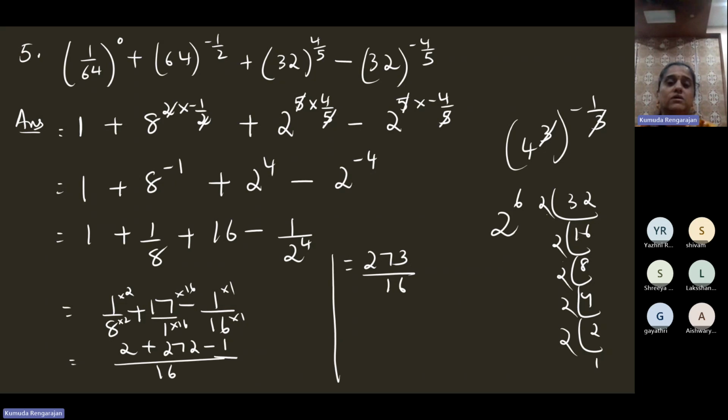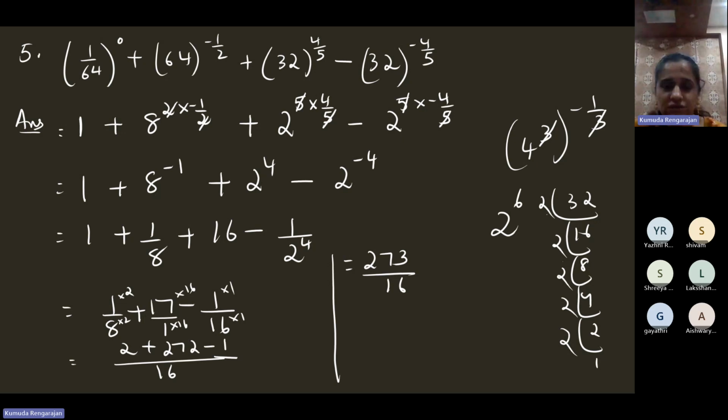So here in the power, we have some fractions: 1 by 2, minus 1 by 2, 4 by 5, minus 4 by 5. So here what you have to do is write the base in the exponential form using a suitable base. Now like 32, you have no choice. You have to write it as 2 to the power 5.